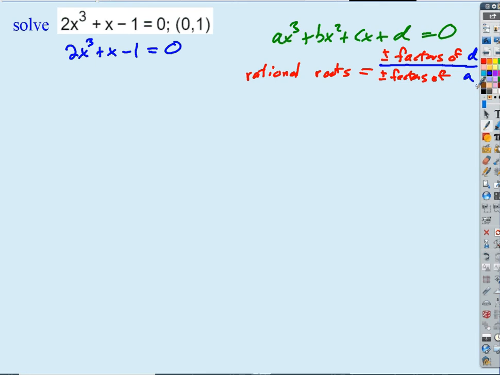Well, what's our constant? -1. Okay, so the factors of -1 are just plus and minus 1. What's our leading coefficient? 2. Factors of 2 are just 1 and 2, right? Yeah. The integer factors, what we're looking for. So our possible rational roots would be plus or minus 1 and plus or minus 1/2, and that's it, right? Okay, so a couple things then. How would we check these really quickly? How would we check to see if they work, if they are zeros? So, plug them in, but a really quick way to do that would be what?